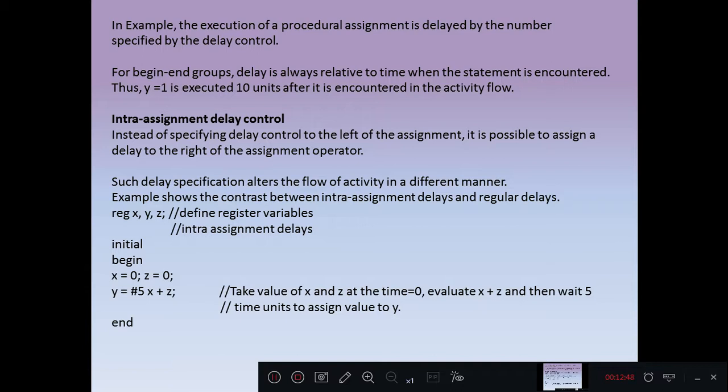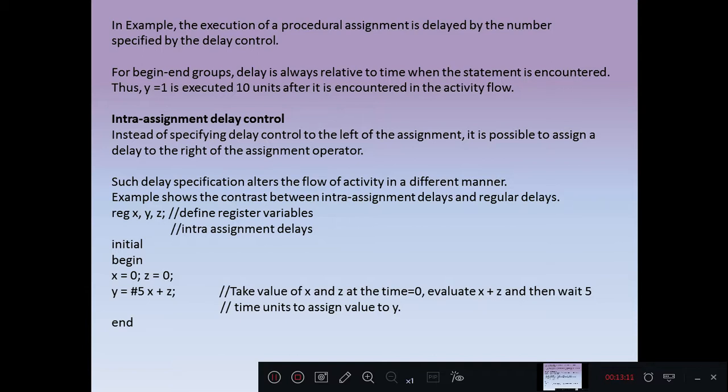Next, we see intra-assignment delay. Instead of specifying the delay control to the left of the assignment, it is possible to assign the delay to the right of the assignment operator. Such a delay specification alters the flow of activity in a different manner. The example shows the contrast between intra-assignment delays and regular delays.